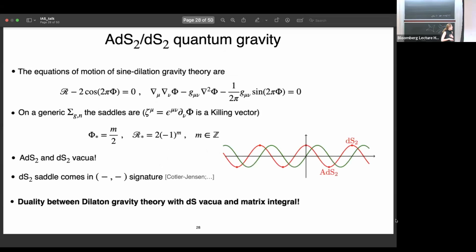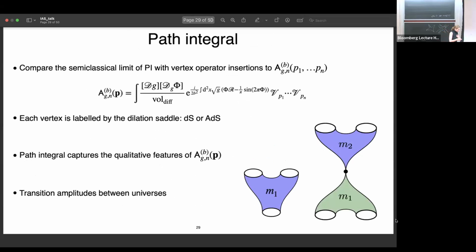Yes. I'm running out of time, but you can also study the string amplitudes from a path integral perspective by understanding this expression over here. I just put these drawings of the string amplitudes back here. Previously, from a matrix integral perspective, the m's were the branch points. Now these integers m label the de Sitter and anti-de Sitter vacua.